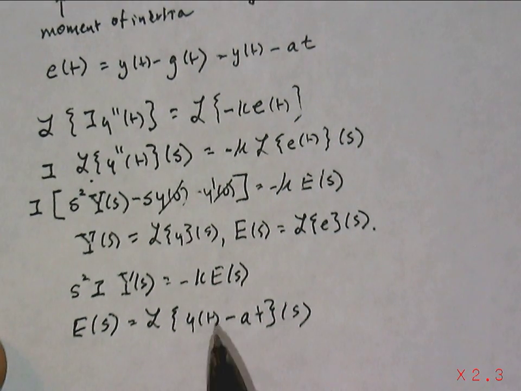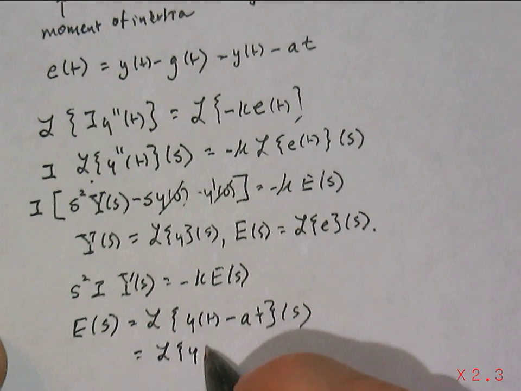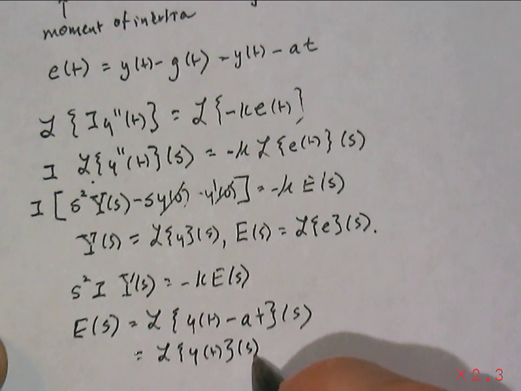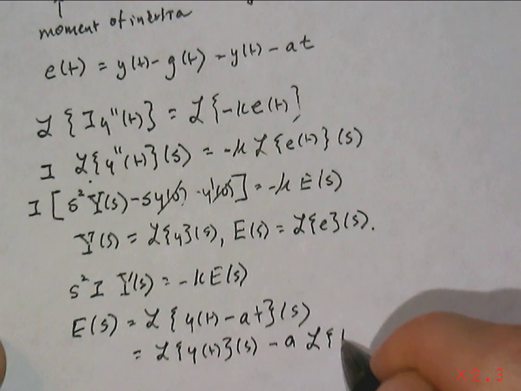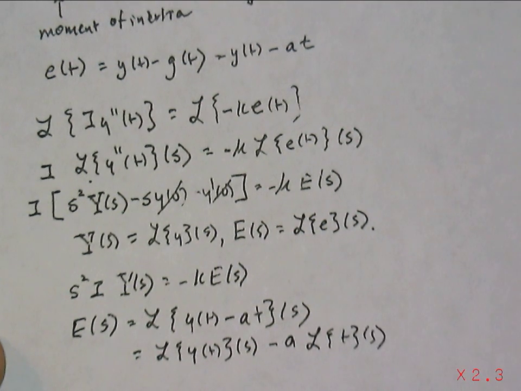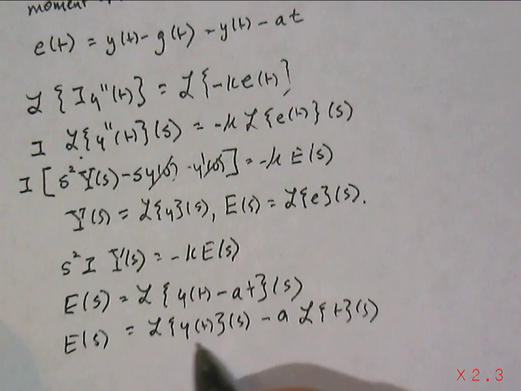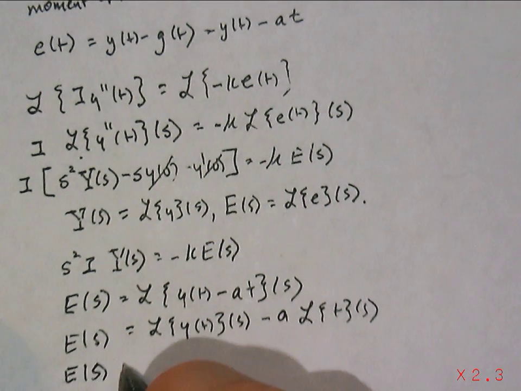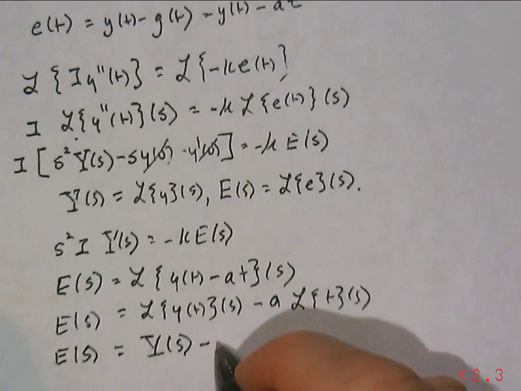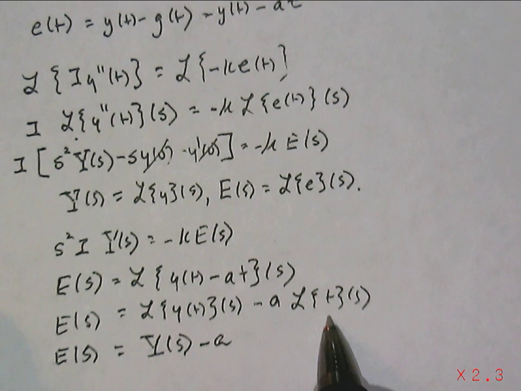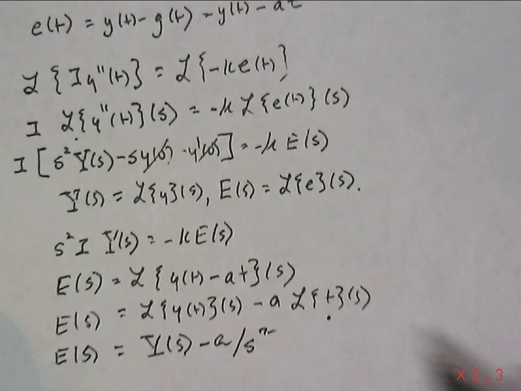So again, the Laplace transform is a linear operator. This is the same thing as the Laplace transform of y of t, a function of s, minus a times the Laplace transform of t as a function of s. So again, this is E of s, the definition we just made. In this case, E of s is just the Laplace transform, capital Y of s, minus a times what? Go to your table. The Laplace transform of t is 1 over s squared, so this will be divided by s squared.